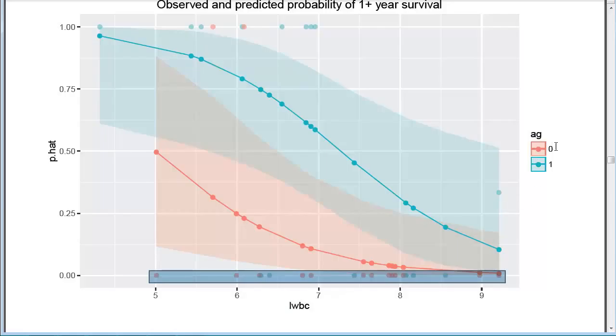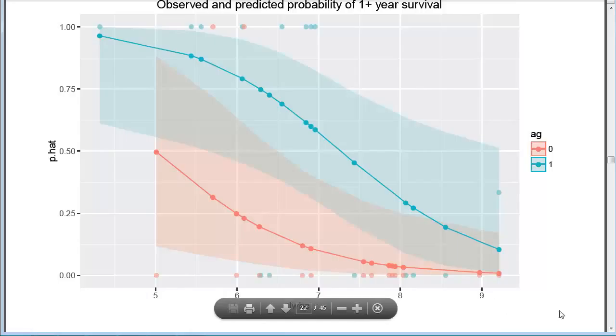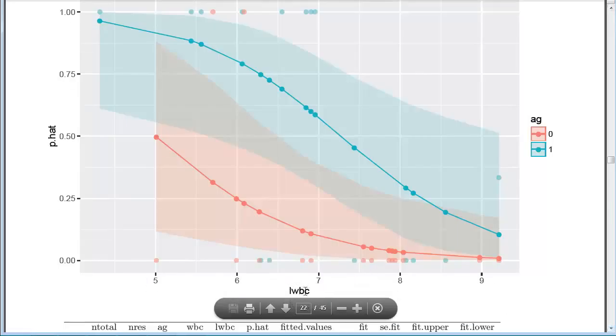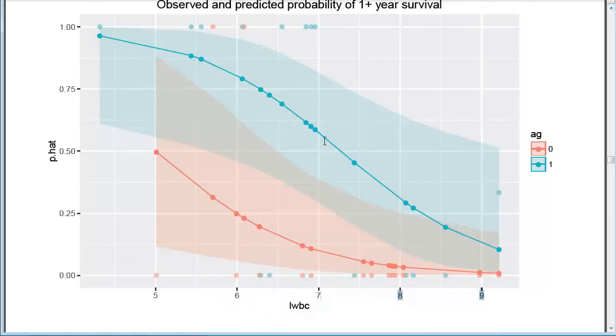We have two colors based on the AG negative status or positive status. So negative is red, positive is blue, and p hat is the probability of survival. The horizontal axis is the log of the white blood cell count. And we see a decreasing relationship. As the log of the white blood cell count increases, the probability of survival decreases, and there's a big offset between these two AG status curves. The curves only go from the minimum to maximum value, which is why this red truncates where it does.